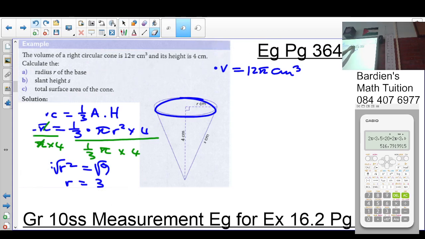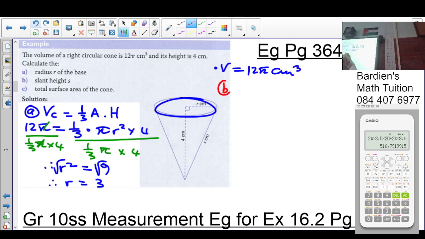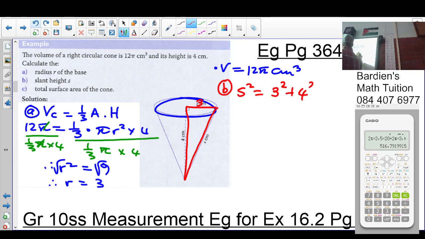B says calculate the slanted height. Okay. If you look at the slanted line here, we've got 4 here, and what's the radius? 3. Pythagoras. So s squared is equal to 3 squared plus 4 squared, or 4 squared plus 3 squared. So it's going to give you 25. So the slanted height is 5 centimeters.